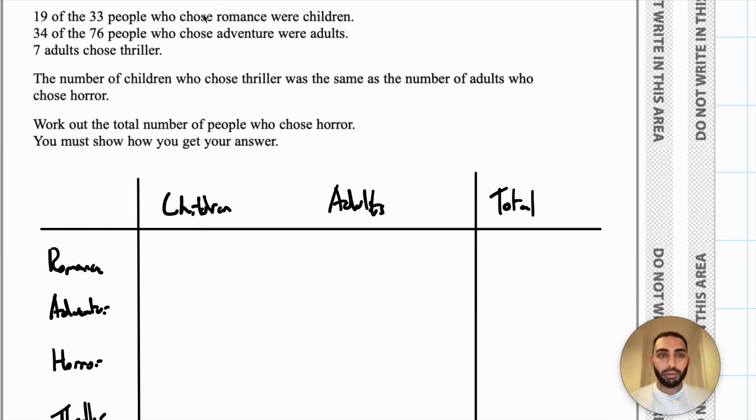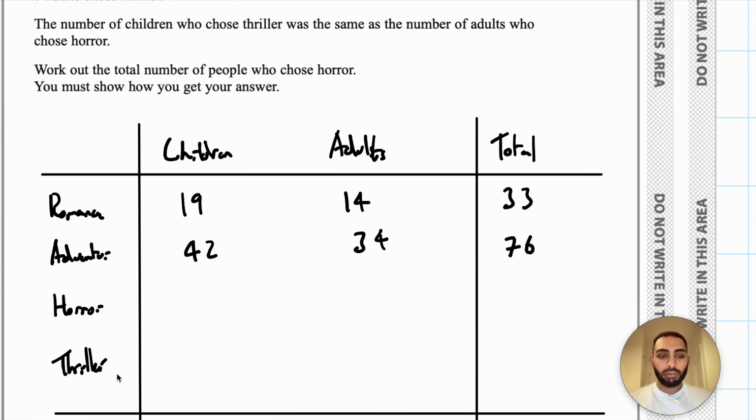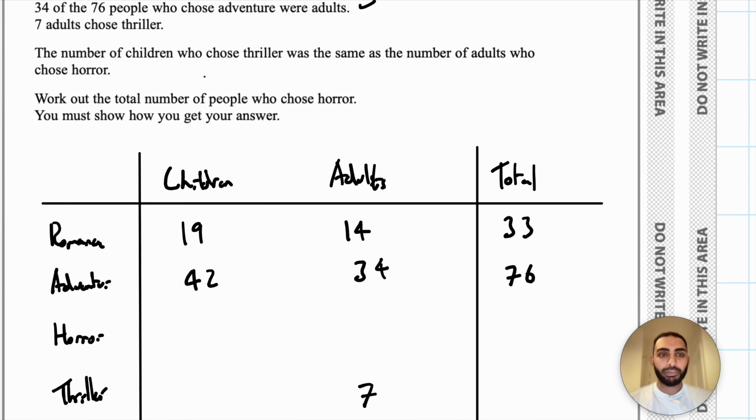19 of the 33 people who chose romance were children. So I'm going to put 33 in my total for romance, and 19 were children, so I can put 19 here. 33 take away 19 would be 14, and you can just check it, 19 and 14 does give you 33. That's that line done. 34 of the 76 people who chose adventure were adults. So I'm going to put 76 as my total for adventure, and 34 were adults. So I can do 76 take away 34, that would be 42 to find my children. 7 adults chose thriller. So I'm going to go to thriller and I put 7 over here. So that's that one done.